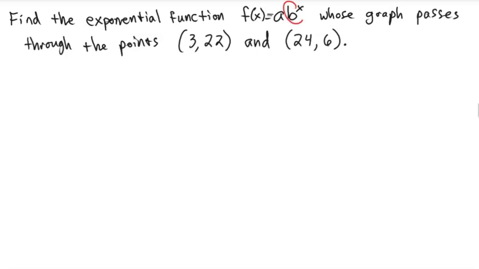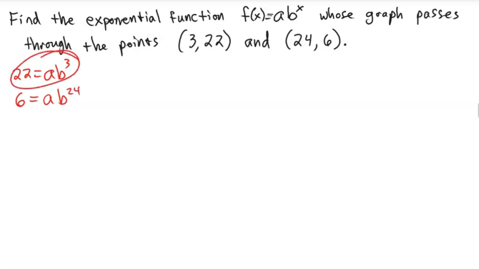And that means that our b is actually going to be less than 1. It's going to be either a decimal less than 1 or a fraction that's less than 1. Okay? All right, so let's go ahead and set this up. We're going to put a 3 in for x, and a 22 in for f of x. Okay? So we'll have 22 is equal to ab to the 3rd power. Then we're going to put 24 in for x and 6 in for f of x. And we'll have 6 is equal to a b to the 24th power.